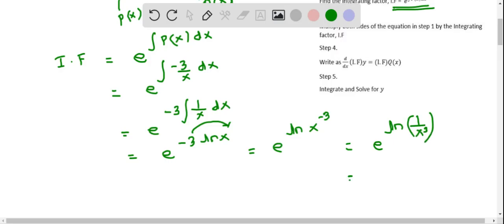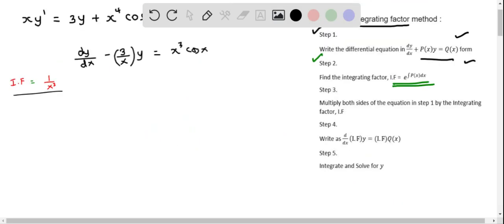So then we can still further simplify this. We know that e as well as this natural logarithm are inverse to each other, so they cancel out each other, giving us 1 over x power 3. So basically this is the expression or the result of the integrating factor. So we have determined the integrating factor, which is 1 over x power 3.